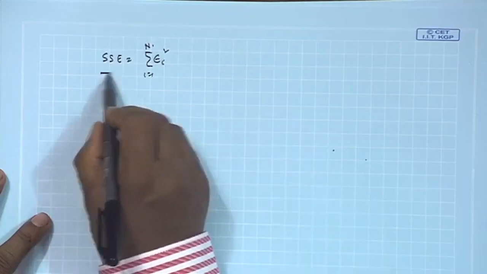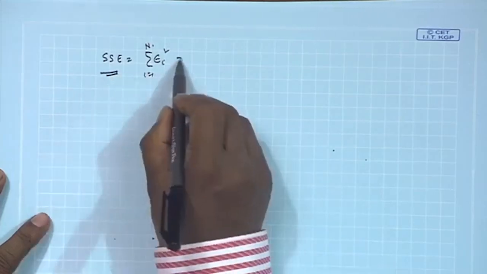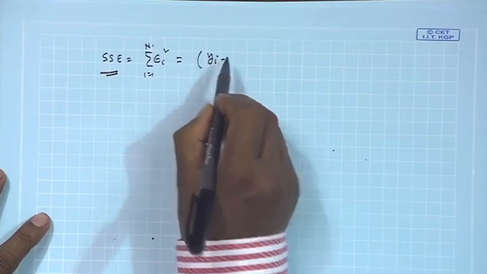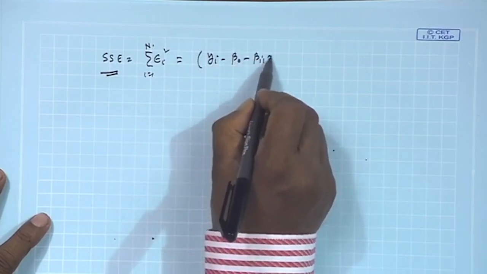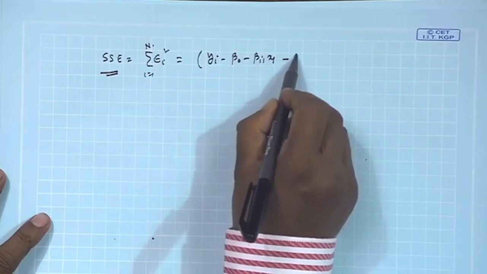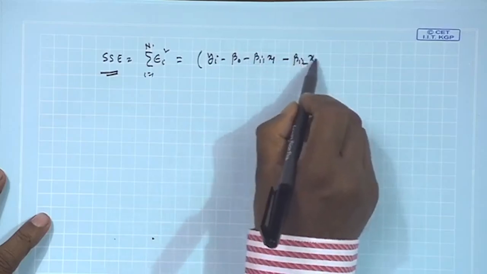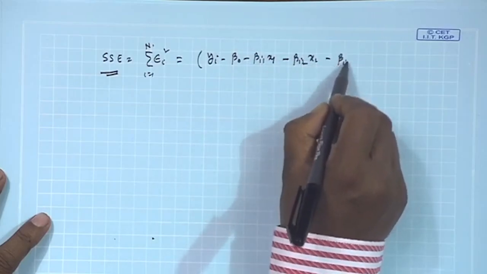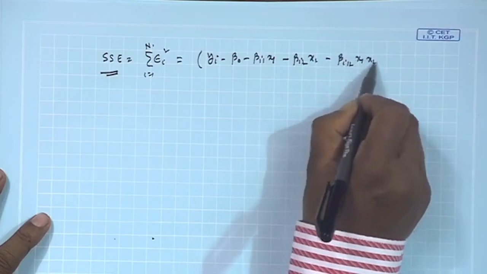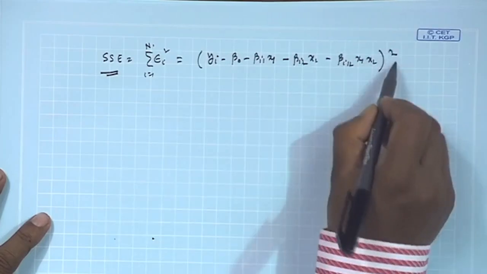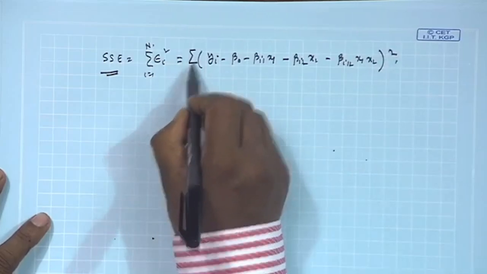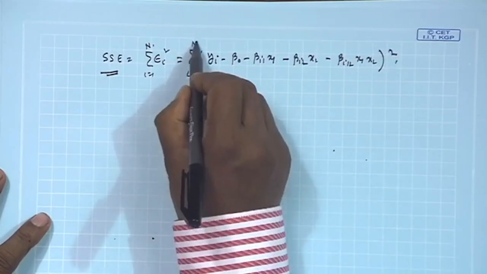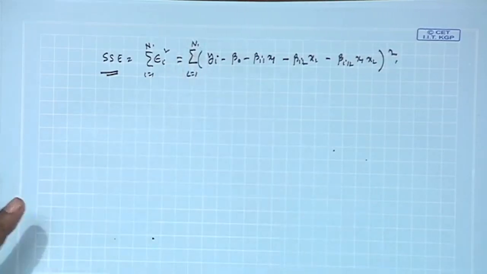Okay. And then what do we do? This will be nothing but y_i minus beta_0 minus beta_1 x_1 minus beta_2 x_2 minus beta_12 x_1 x_2, this whole thing squared. And obviously, i equal to 1 to n, the number of observations.